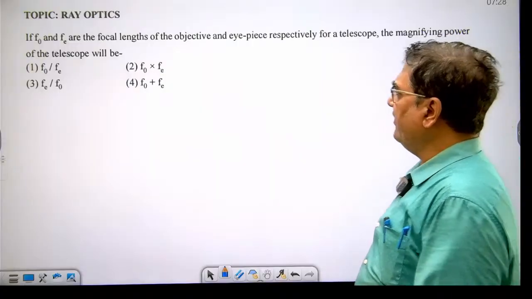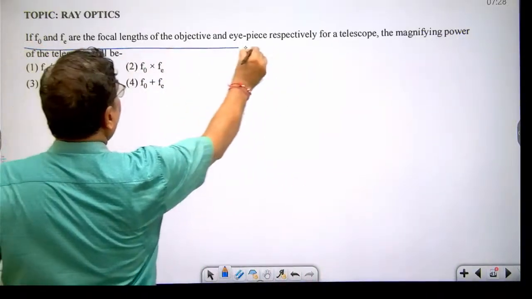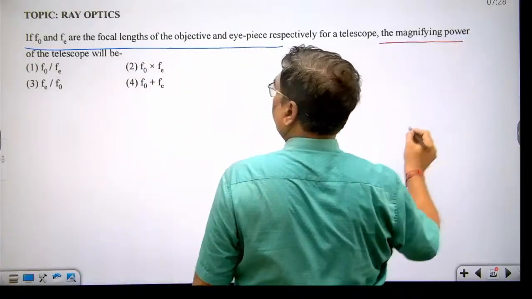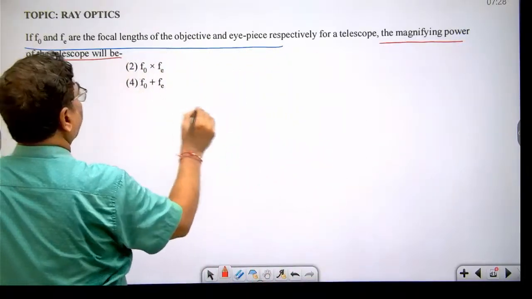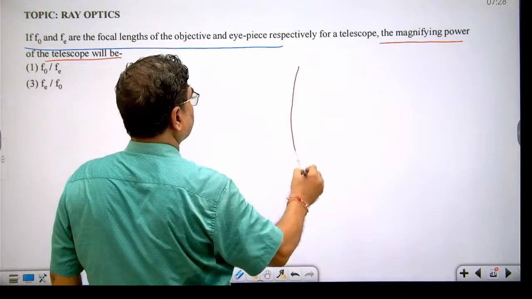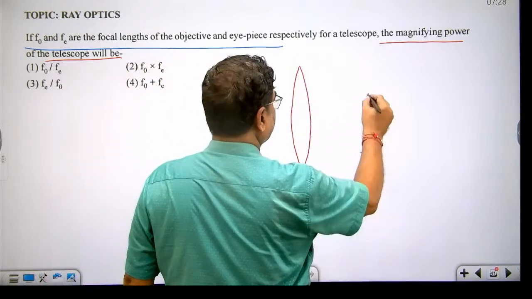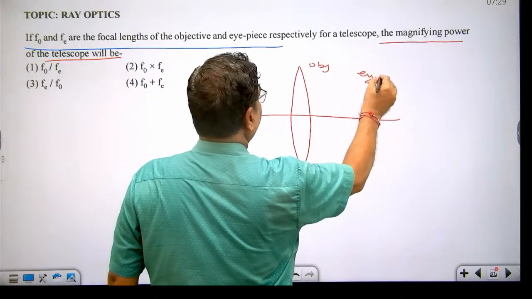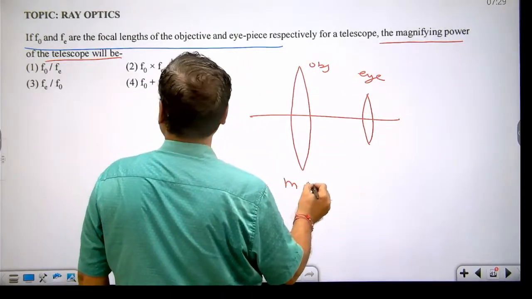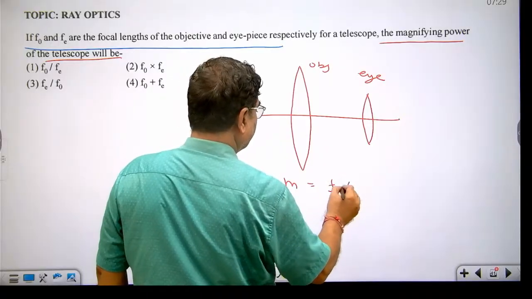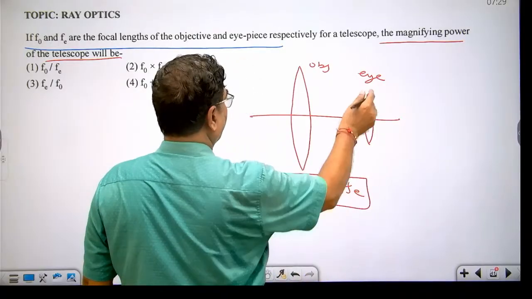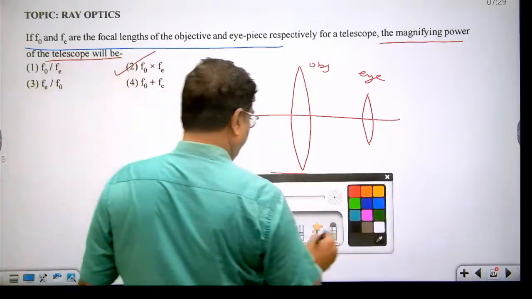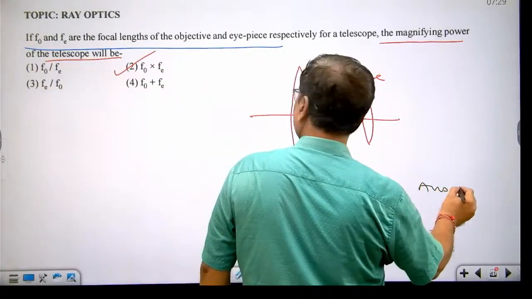If fo and fe are the focal lengths of the objective and eyepiece respectively, then the magnifying power of the telescope will be. In the case of a telescope, this is the objective lens and this is the eyepiece. And the magnifying power equals fo upon fe, and the tube length is fo plus fe. So out of 4 choices, the correct choice is option 2.